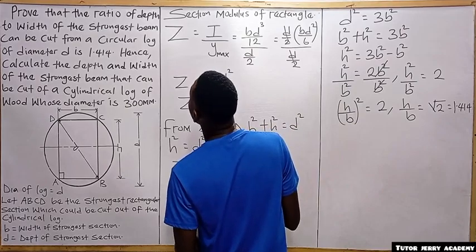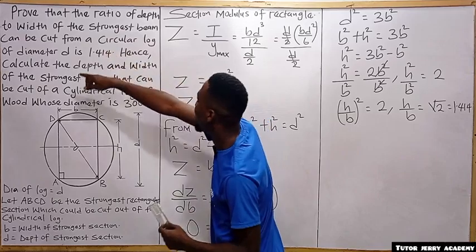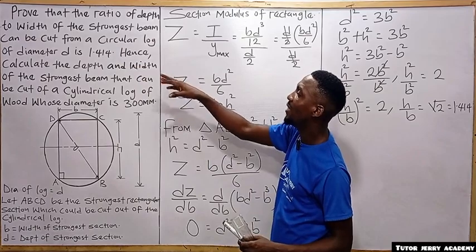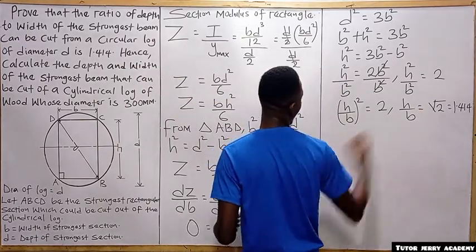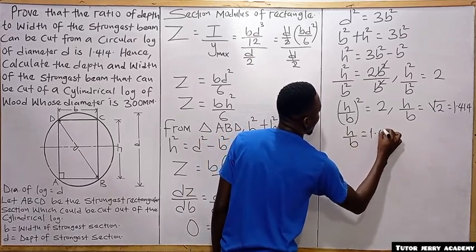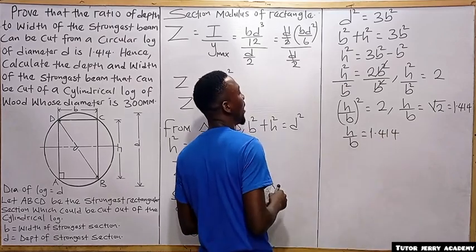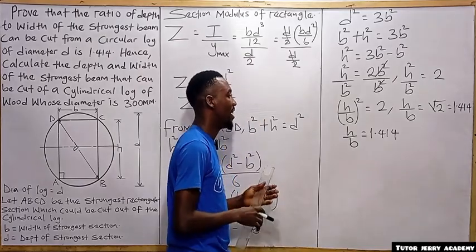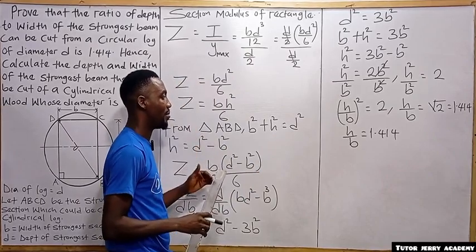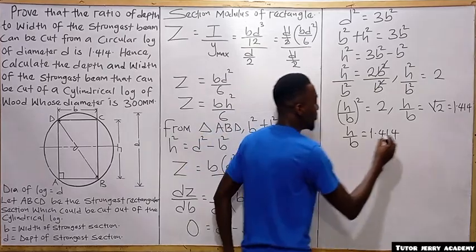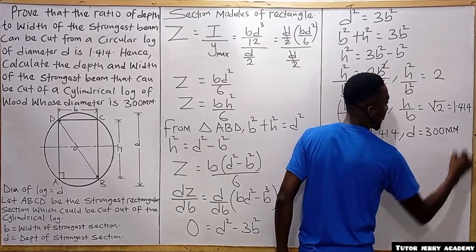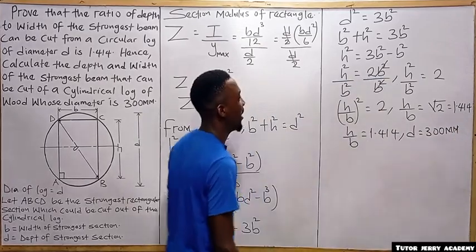All right, so it shows the ratio, because the question says something here, the ratio of depth to width of the strongest beam which can be cut out from the circular log of diameter d is 1.41, which is what we have here. So we can say h over b is equal to 1.41. All right, so now we can find what our h is, and we can also find other parameters. But don't forget that the depth is given to us to be what? The depth is 300 mm.